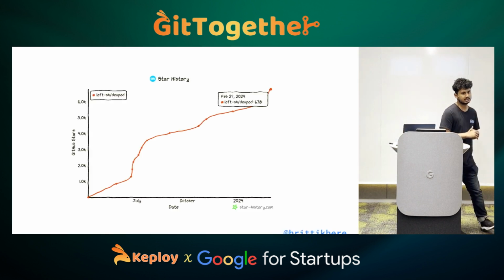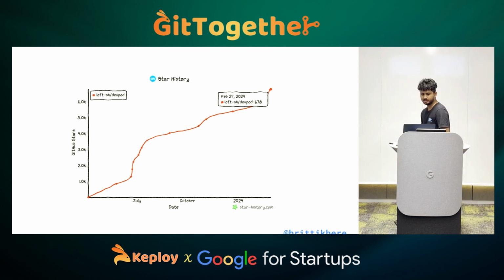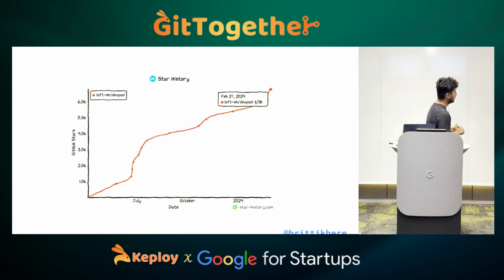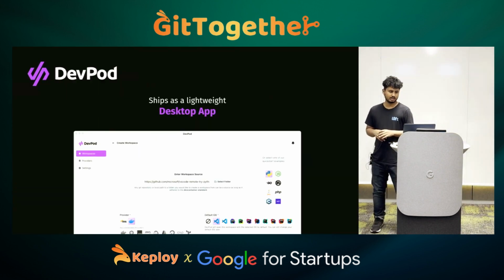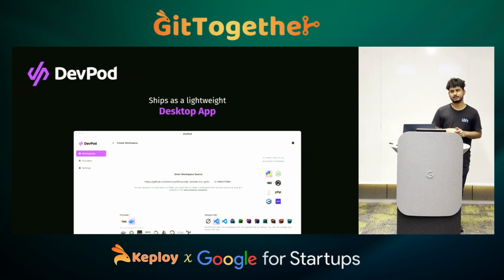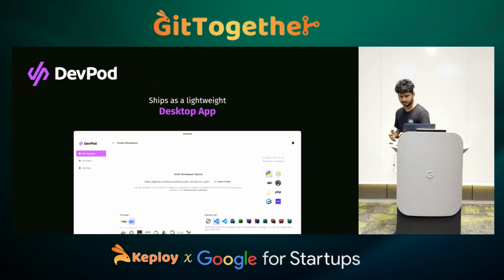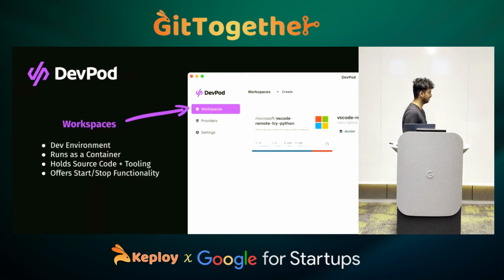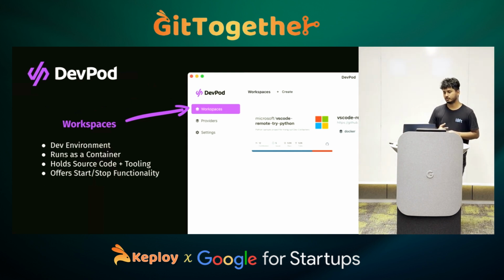And we are on a growth. We have seen a huge amount of community adoption. We just started last year, and now we have around 6.7 thousand stars. It is growing rapidly, and as discussed, it ships as a desktop app as well as a CLI. So depending upon what you want, you can use it. And next is how we diversify the things inside our pods. First is workspaces.